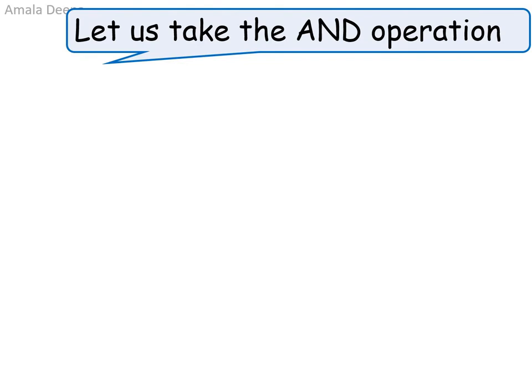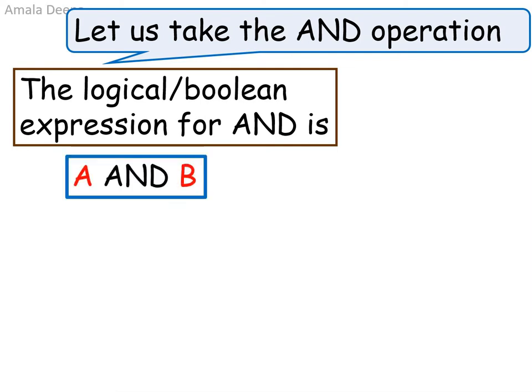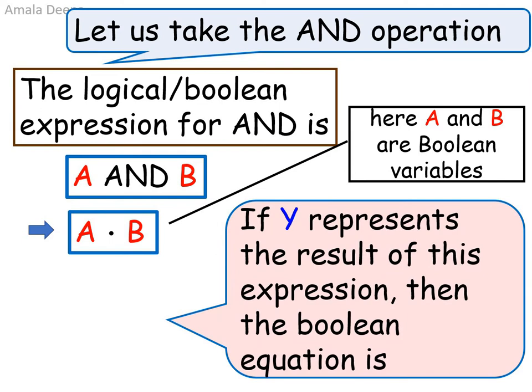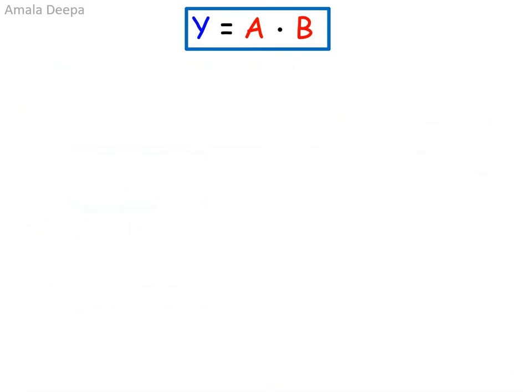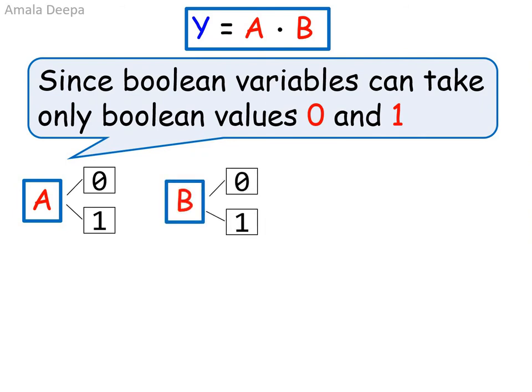Let us take the AND operation. The logical or Boolean expression for AND is A and B. That is A dot B. Here A and B are Boolean variables. If Y represents the result of this expression, then the Boolean equation is Y is equal to A dot B. Since Boolean variables can take only Boolean values 0 and 1, the variable A can take value 0 or 1, B can take value 0 or 1.